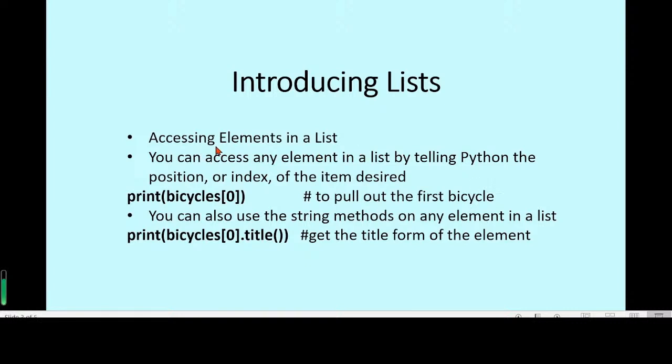And accessing elements in a list, you can access any element in a list by telling Python the position or index of the item desired. For example, we can print the first bicycle in this list. And you can also use the string method on any element in a list. So we can get the title form of the first bicycle.